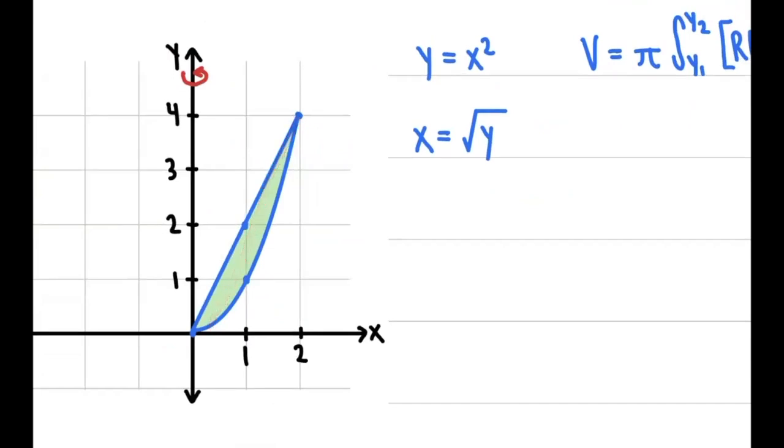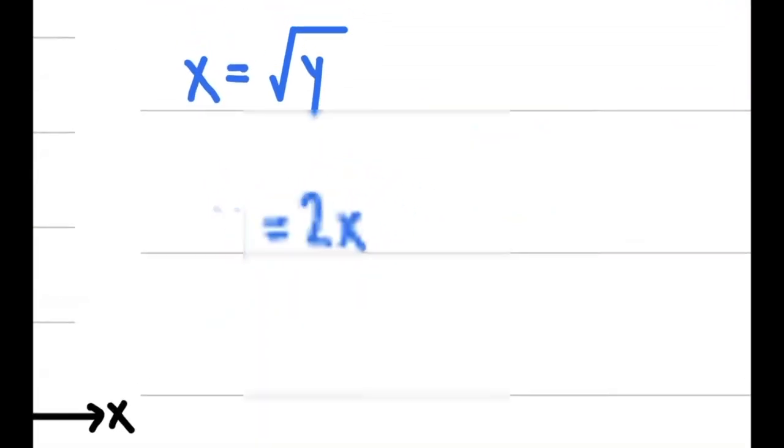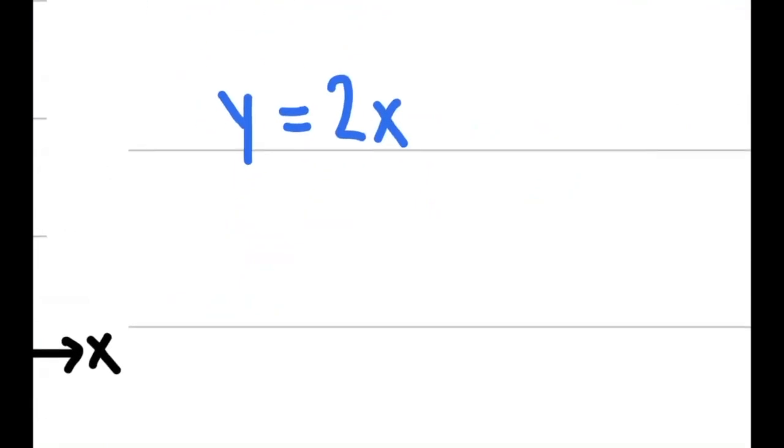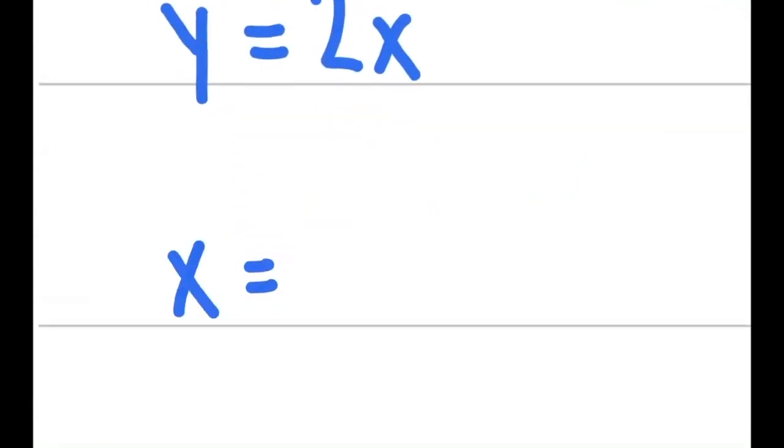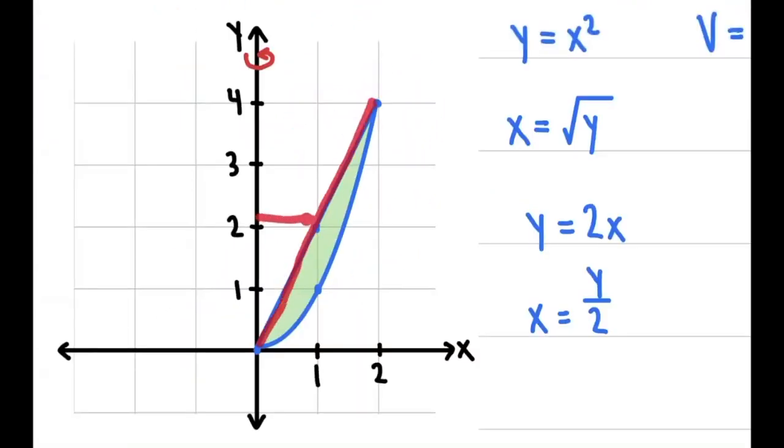And same thing for the 2x. The inner radius is the y-axis to 2x. But again, we don't want to literally plug in 2x for the inner radius. We want it in terms of y. So I have to solve for x. So I just need to divide by 2. So x equals... Wait, why did you say 2x again? Why is this the inner radius?